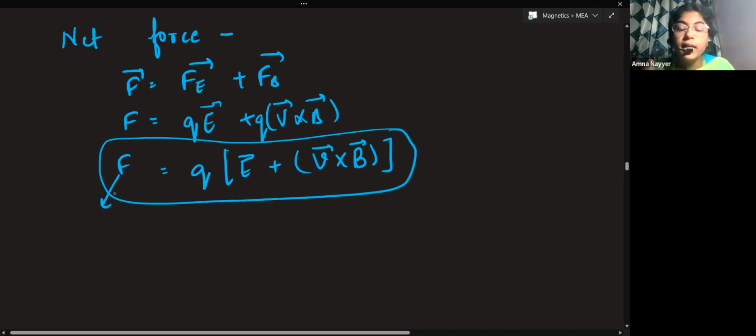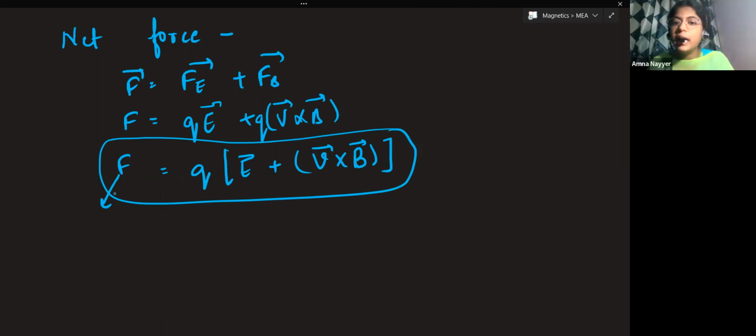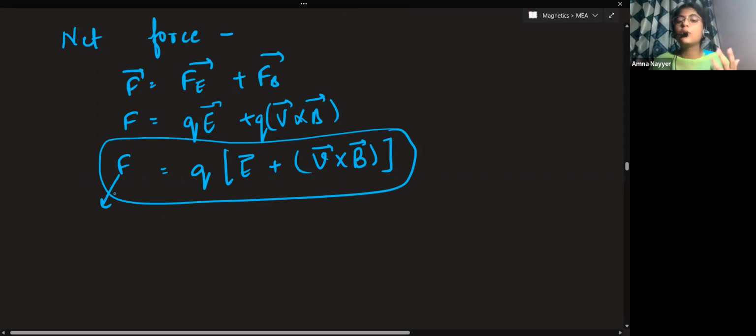So how to identify when to use all of these formulas? You have studied so many forces right now. When to use this one? You will be studying more forces. BIL will also come. E is equal to BLV. Many things will come. So how to figure it out?